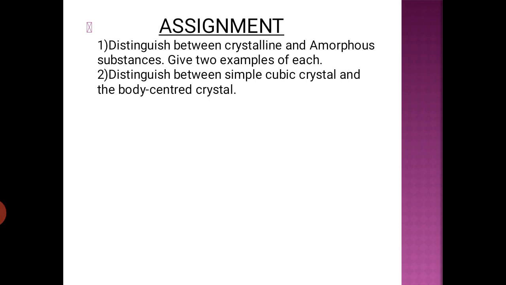Now assignment. Question 1. Distinguish between crystalline and amorphous substances. Give 2 examples of each. Number 2. Distinguish between simple cubic crystal and the body-centered crystal. Please send the assignment solution to the school email. Is that clear?